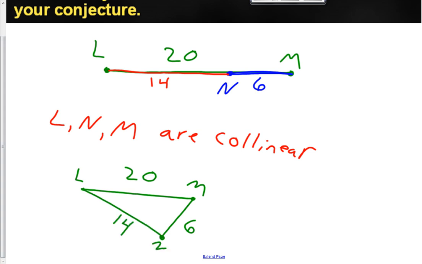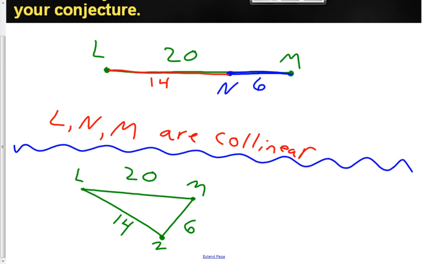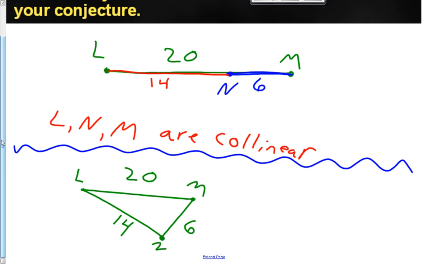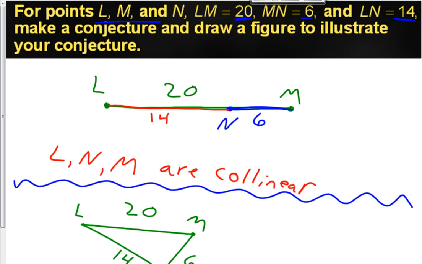So this is a whole different conjecture here. I'll draw a little line here so that it's something different. This may have been a conjecture that someone would make, and that's very good thinking. We have 3 segments. Maybe we're looking at a triangle here where LM is 20, MN is 6, LN is 14. We're still going according to the information that we're given, and we just made a different conjecture.